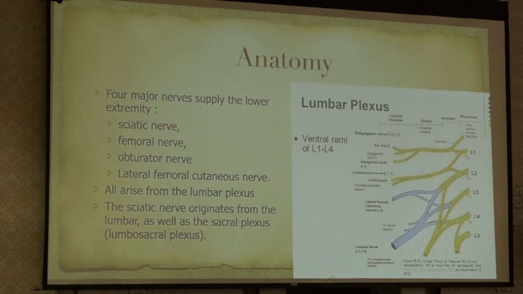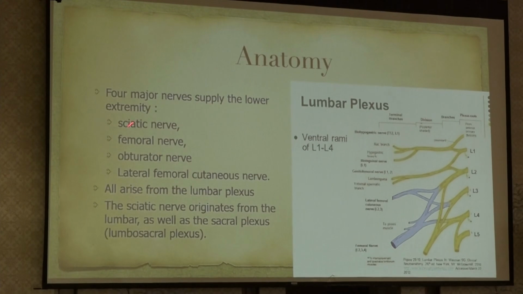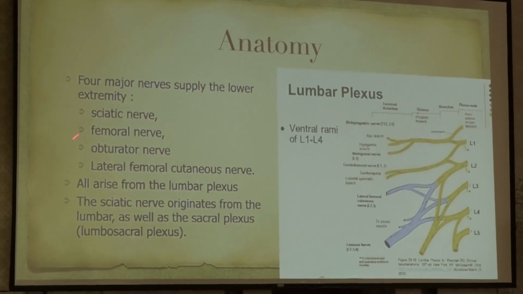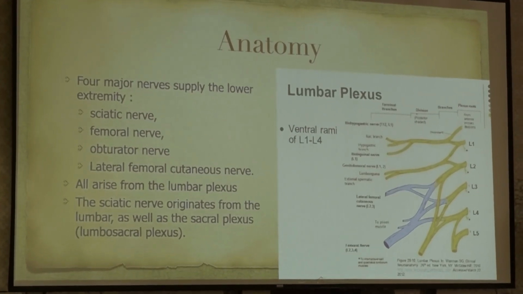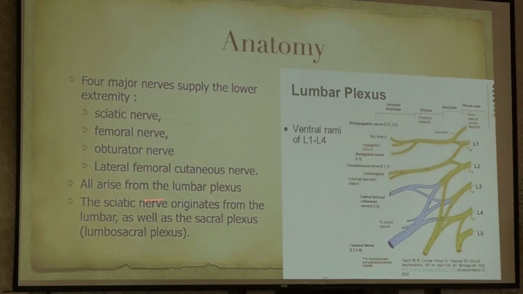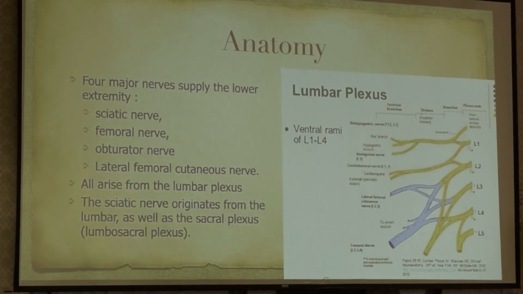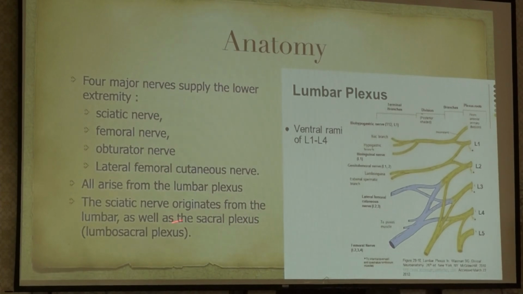For the anatomy, there are 4 major nerve supplies of the lower limb: sciatic, femoral, obturator, and lateral femoral. The majority of them arise from the lumbar plexus, except for the sciatic nerve, which also comes from the sacral plexus.